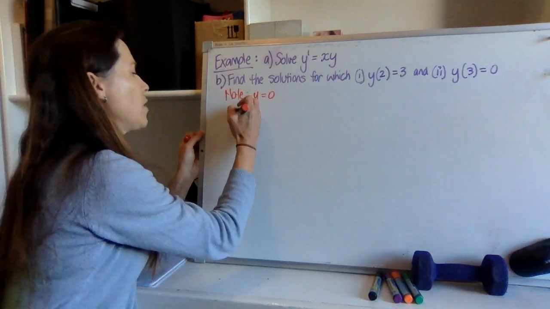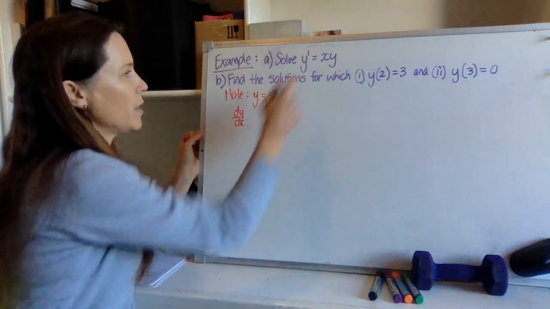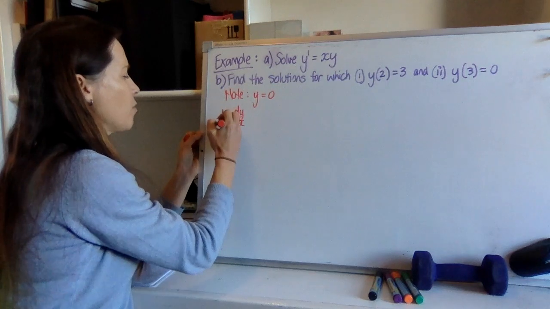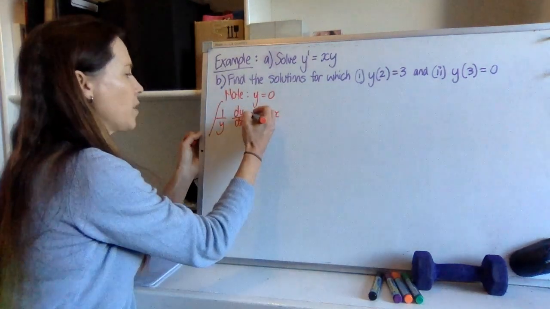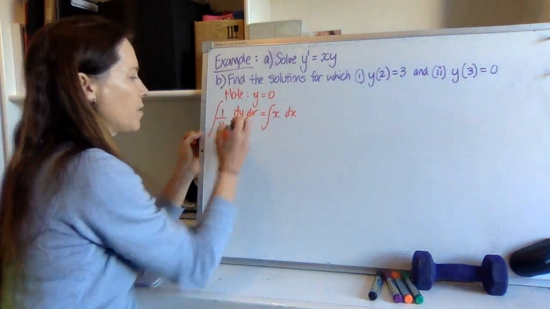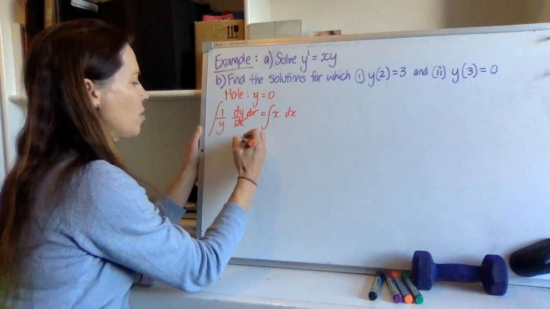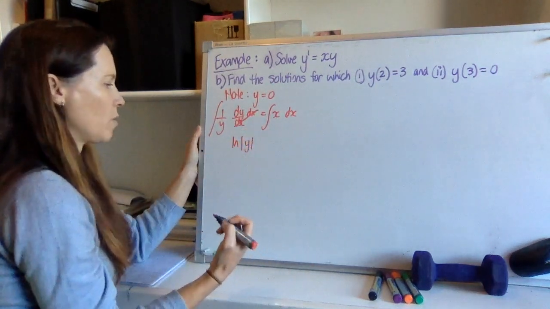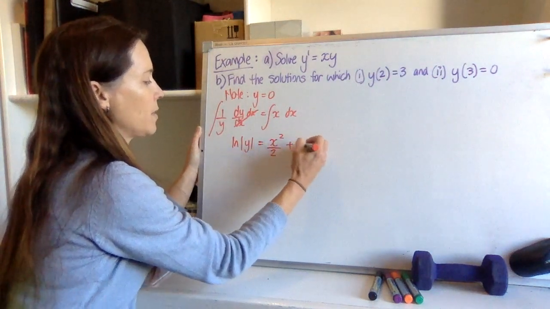Now let's follow our usual process, change y dash to dy dx. Let's divide both sides by the function of y, and that leaves the x on this side. Then let's integrate both sides with respect to x, and we get this situation. Now, integrating this side, I can see that we've got the natural log of the absolute value of y is equal to x squared over 2 plus c.